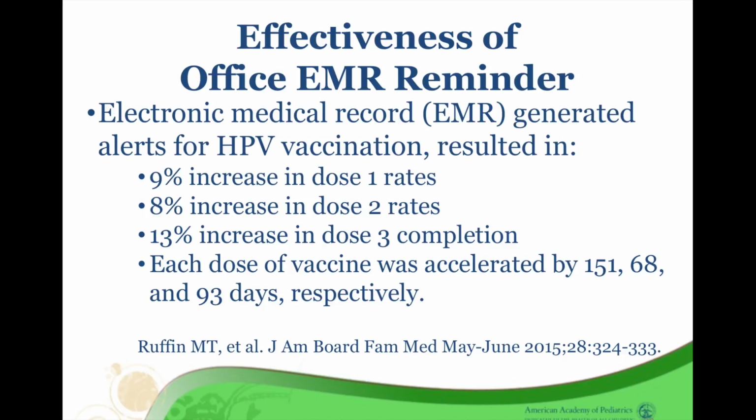This next is a more recent study that was published in the Journal of the American Board of Family Medicine in 2015, looking at the effectiveness of office electronic medical record systems as far as generating alerts for HPV vaccination. This resulted in a 9% increase in dose 1 rates, an 8% increase in dose 2 rates, and a 13% increase in dose 3 completion. Each dose of vaccine was accelerated by 151, 68, and 93 days, respectively.